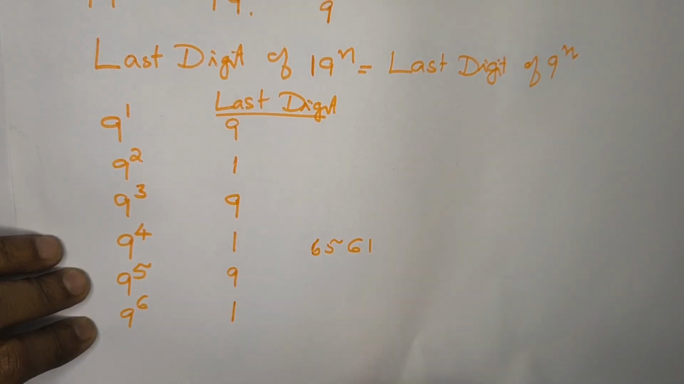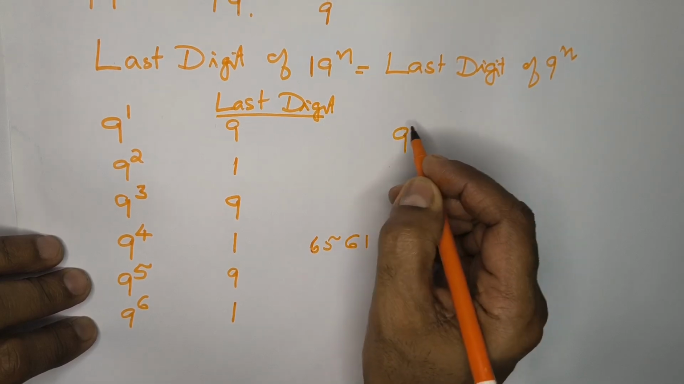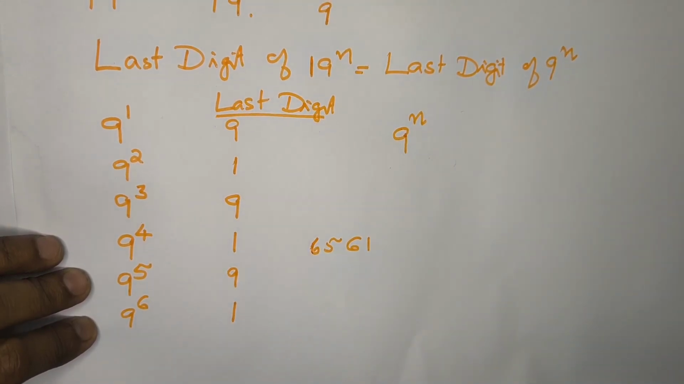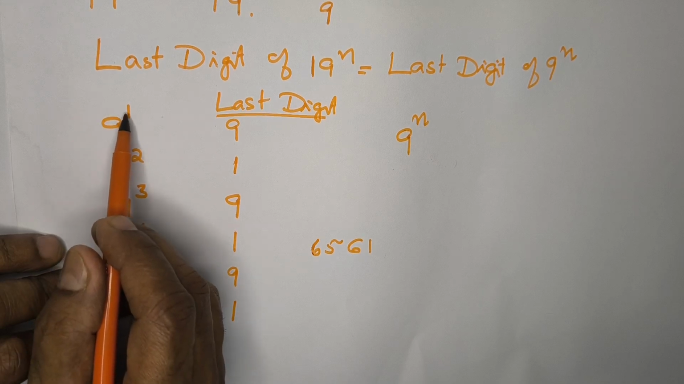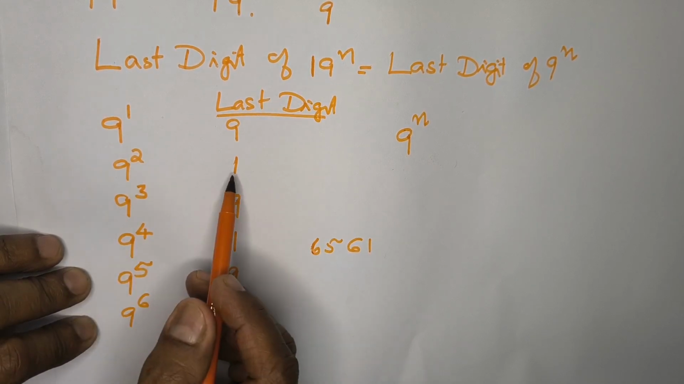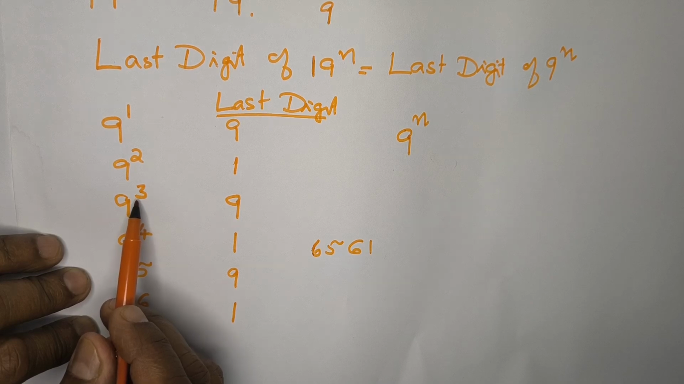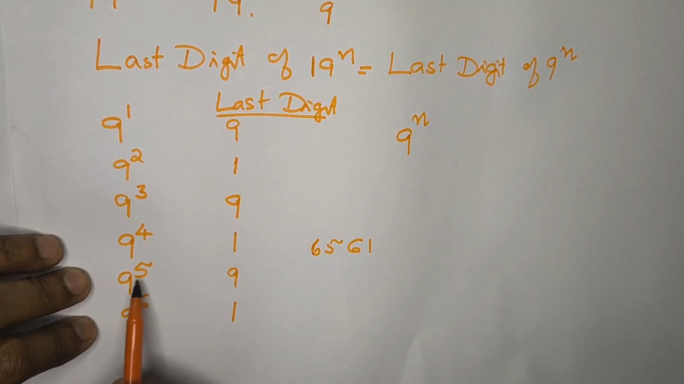So what does that indicate? See, if you look at this number, 9 power n, when the power is 1, which is an odd number, the last digit is 9. When the power is 2, which is an even number, 1. Again, 3 is an odd number, 9. Even number, 1. Odd number, 9. Even number, 1.